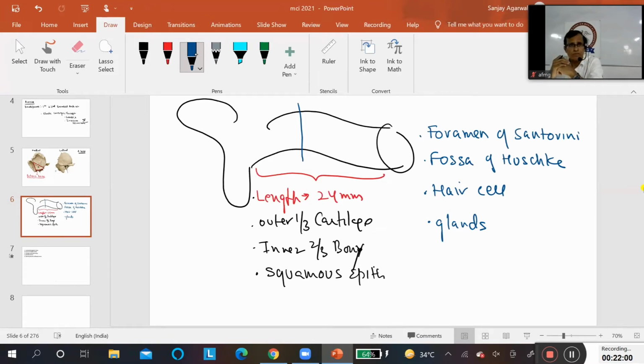I need to remember these 4 names. They ask you. Like they'll give the name of the first one. Foramen of Santorini is which part of the body? Brain, kidney, ear, like that. So you know that foramen of Santorini is in the ear.